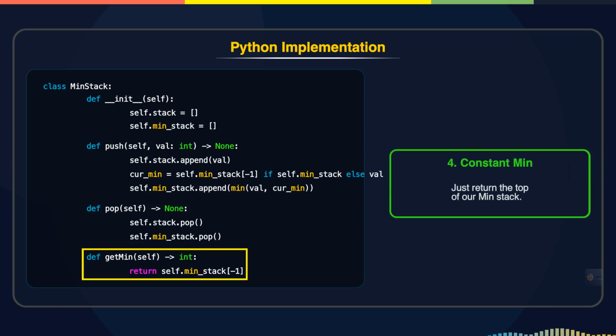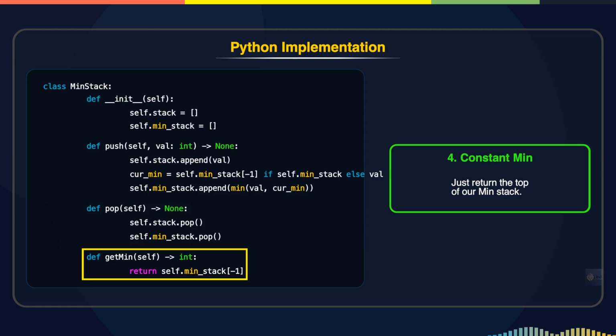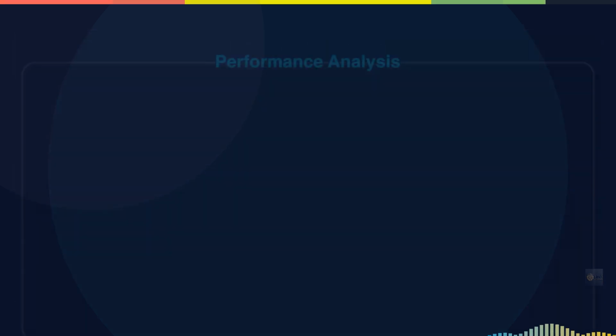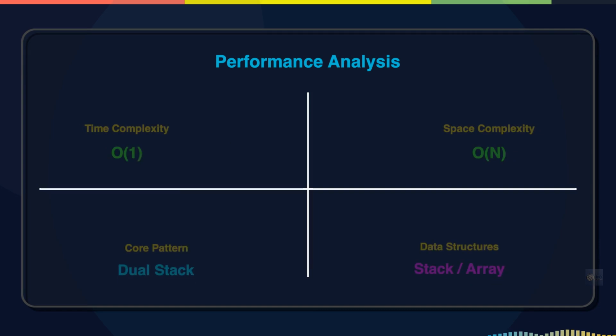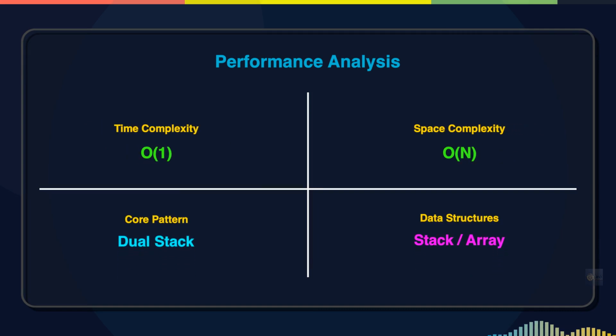Because we pre-calculated the minimum during the push, getMin is a simple O(1) retrieval. Looking at the complexity, the time complexity for every operation is O(1). We never have to search through the stack to find the minimum. The space complexity is O(n), because we are using an extra stack to store the minimum values. And that is the min stack challenge mastered.